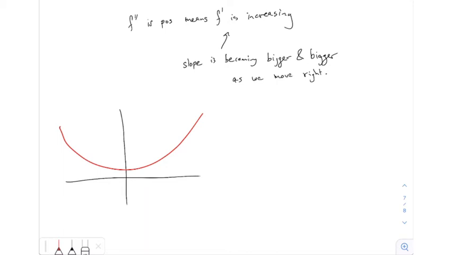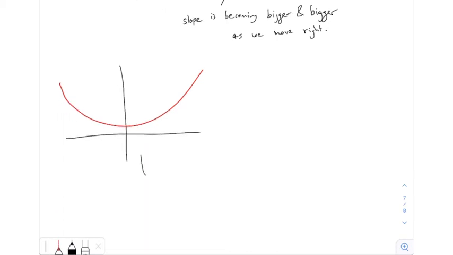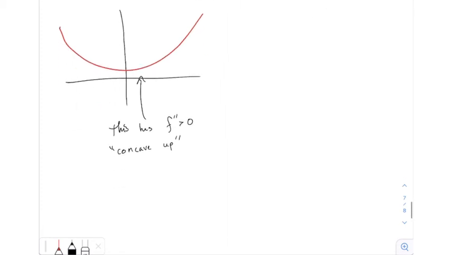All right. So this is the classic picture of a function. When you see that kind of shape, this has f double prime greater than 0. This is what it looks like when the second derivative is positive. And there's a name for that kind of shape. It's called concave up. And it means you have, well, I'll draw the other alternative.